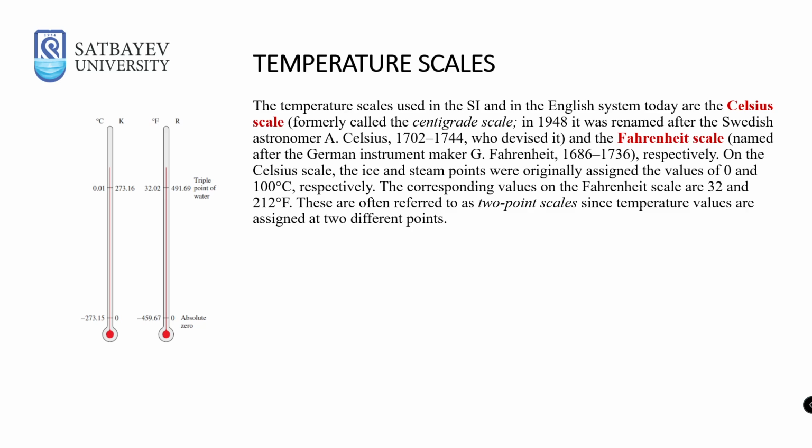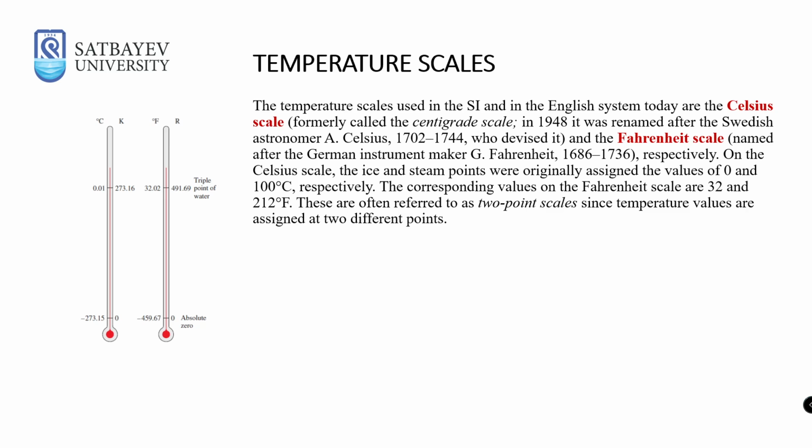So let's talk about temperature scales. As you may know, in CIS countries we generally use one temperature unit, degrees Celsius, but in the International System the Kelvin is used as the measurement of temperature. The temperature scales used in CIS and in the English system today are the Celsius scale, formerly called the centigrade. In 1948 it was renamed after the Swedish astronomer Celsius, who devised it, and the Fahrenheit scale, named after the German instrument maker Fahrenheit, which is not widely used in Kazakhstan.